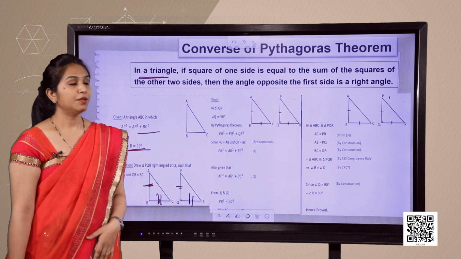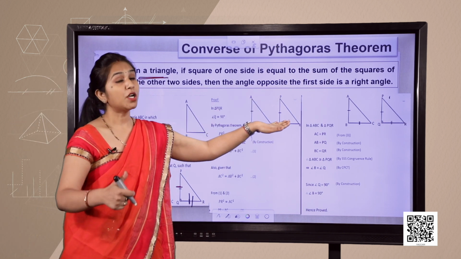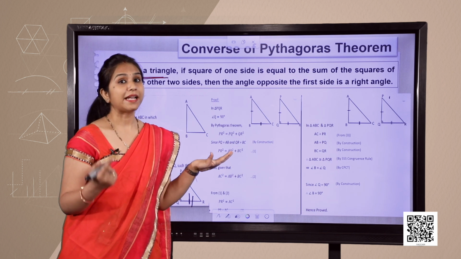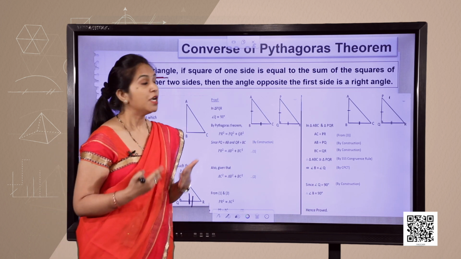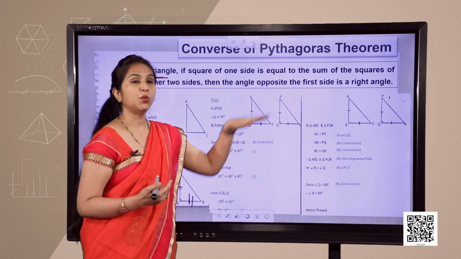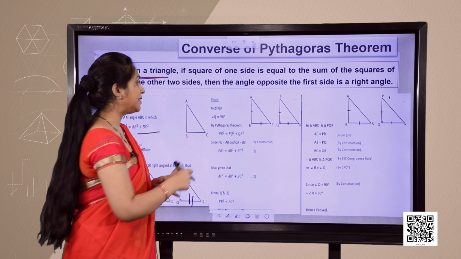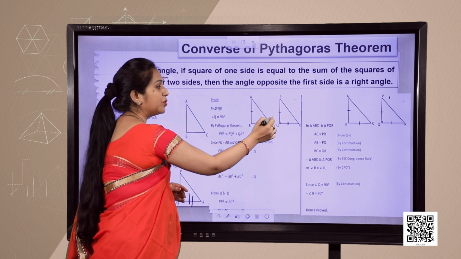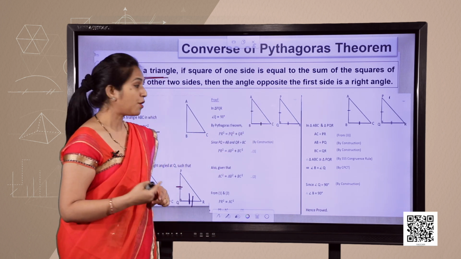So, let us start with the proof now. Children, this triangle PQR, because of construction, is a right angle triangle, and since it is a right angle triangle, it means Pythagoras property is applicable here. So, what can you write in triangle PQR? In triangle PQR, we can write that PR square is equal to PQ square plus QR square. That is because of Pythagoras property.